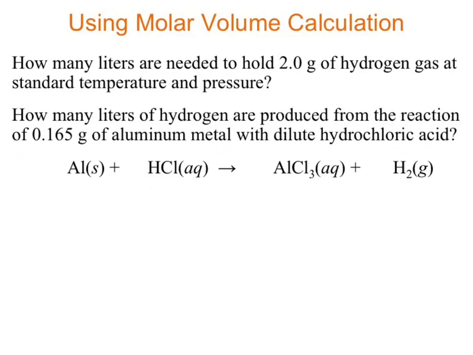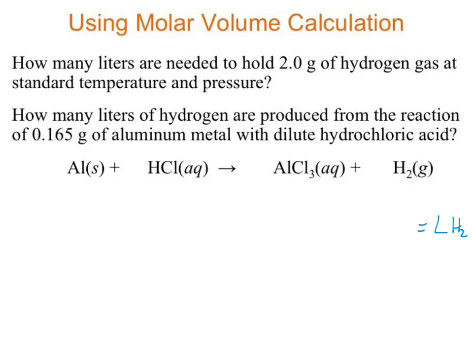How many liters of hydrogen are produced from the reaction of 0.165 grams of aluminum metal with dilute hydrochloric acid? What do you have to do? We need to know the amount of hydrogen produced in this equation, okay, to be able to get our answer. So what we're asking for is liters of hydrogen.